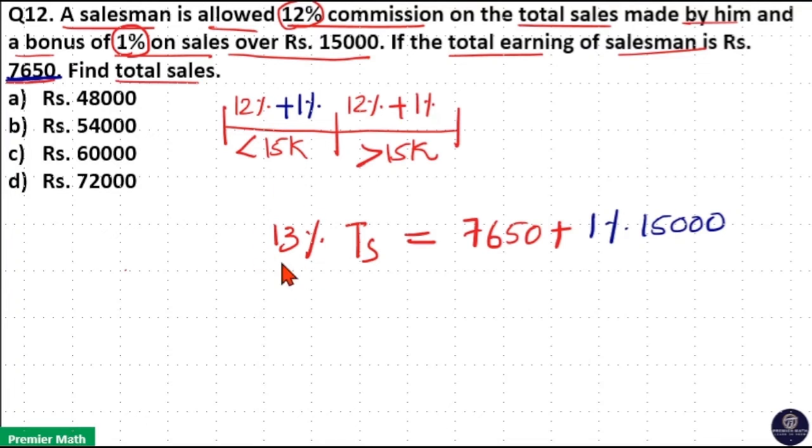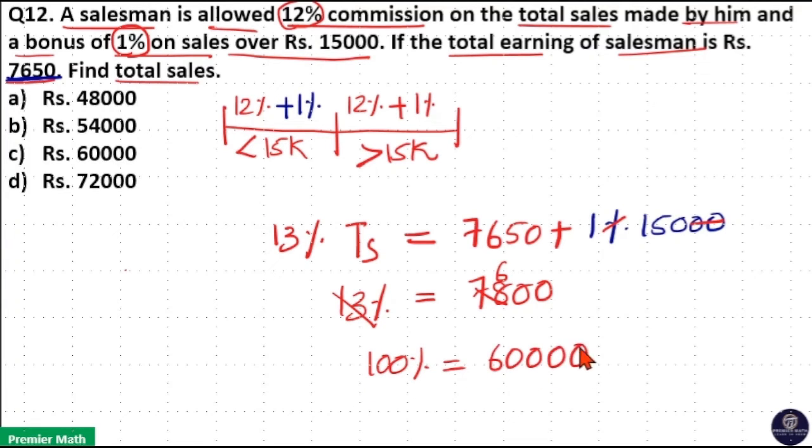So that will be included in this 13% of total sales. Now if I calculate it here, percentage and 00 cancel, that is 1 into 150, 150. 150 plus 7,650 is 7,800. So 13% is 7,800, which means 13 goes 6 times in 78. That means 1% is 600. So 100% is 600 00, that is 60,000. So option C is your answer. So total sales is equal to 60,000.